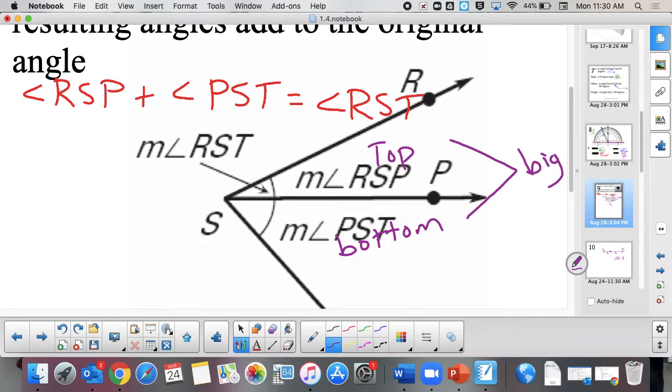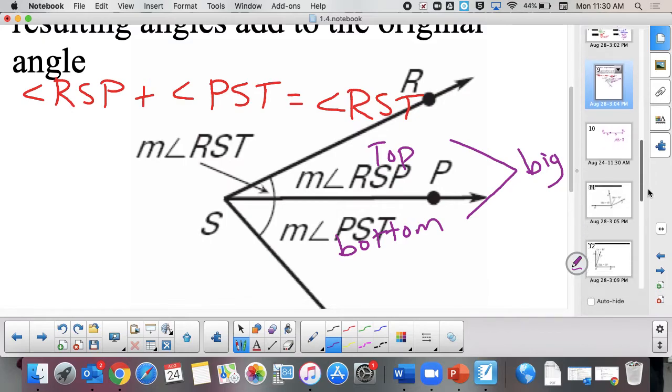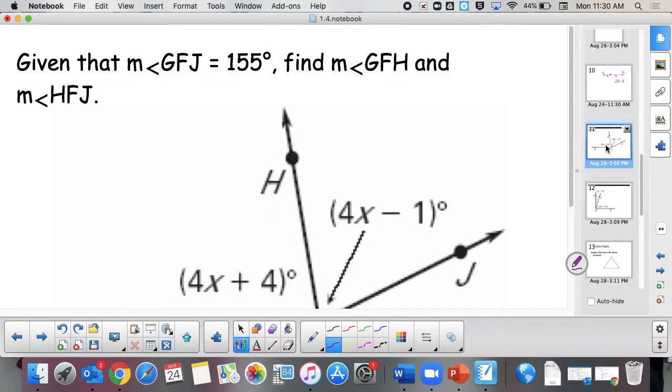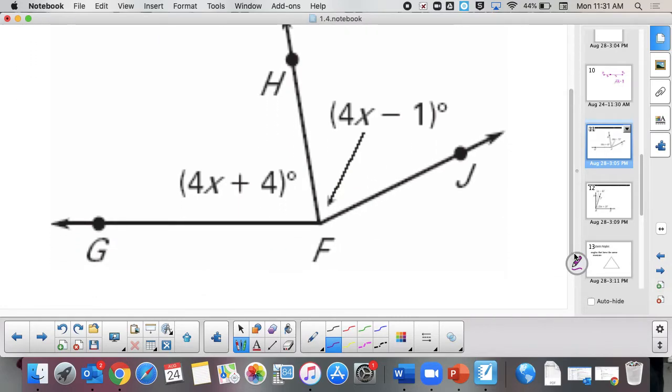That is the idea of angle addition. And that's what we'll use here in our upcoming examples. Take a look at example 3. In example 3, it says, given that the measurement of angle GFJ is 155 degrees. Angle GFJ, that's our big angle here.